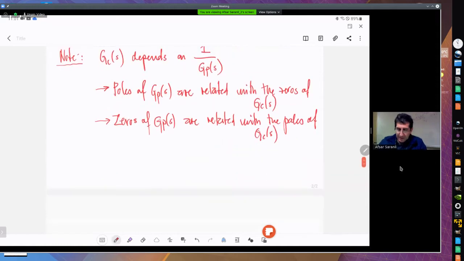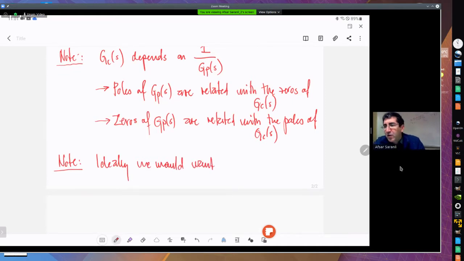So another note, ideally we would want, what would you want ideally for T of S to be? What is the ideal T of S? What do you think? Remember, T of S is the overall system transfer function. What is the ideal transfer function? 1, I guess. Well, yes, it is 1.